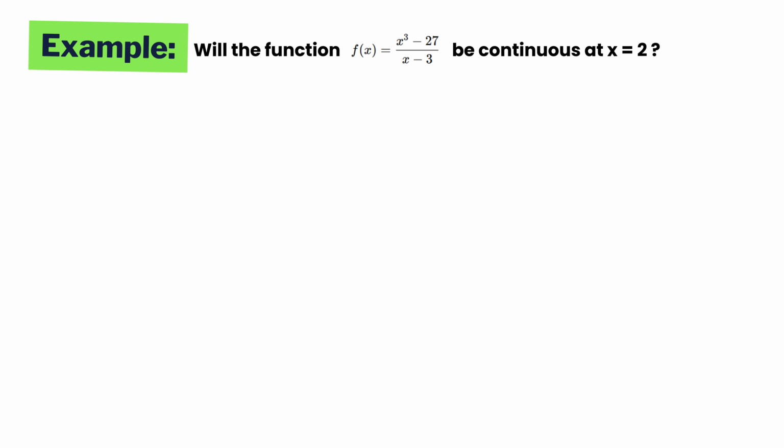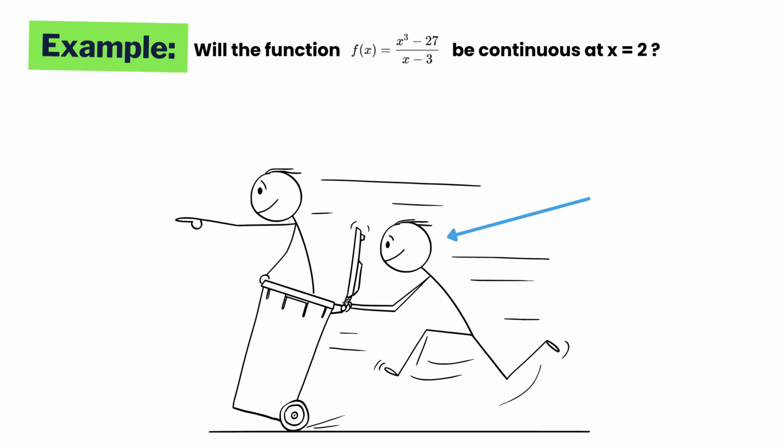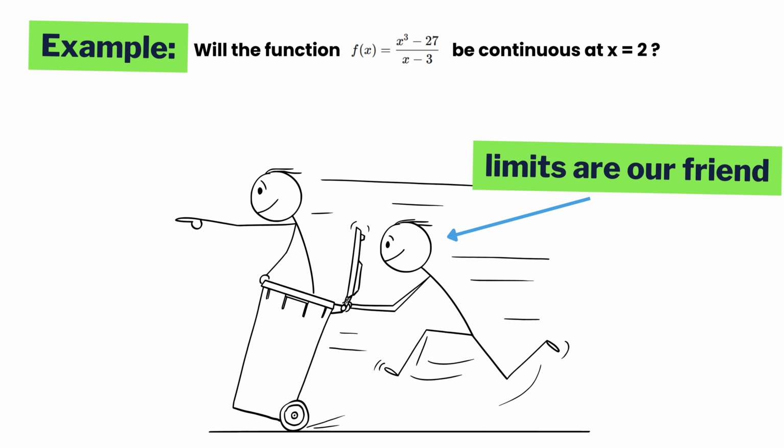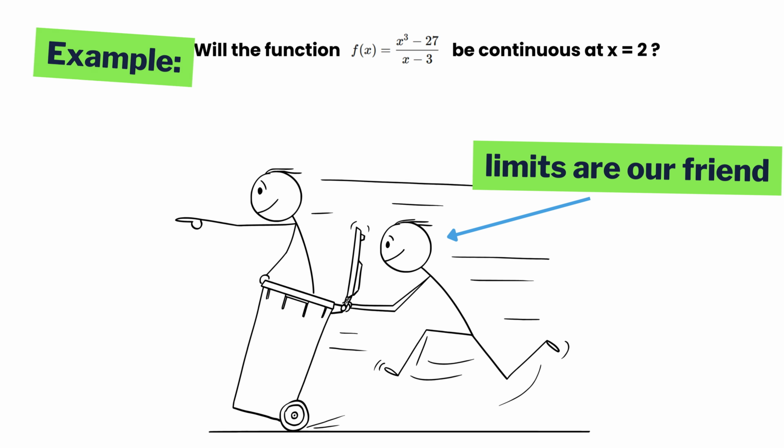Now, what we could do is go sketch the whole function and check what's happening at x equals 2. But let's be honest, that's going to take way too long and way too much effort. That's why limits are our best friend in this kind of question. We can use limits to figure it out quickly without having to sketch the whole graph. And here's how that works.